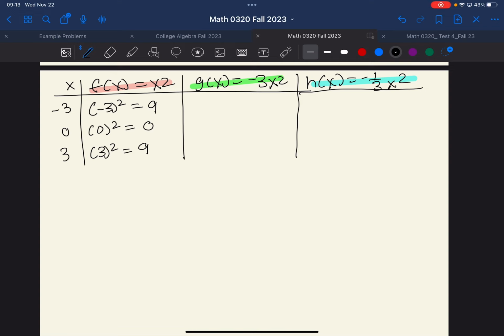Okay. Notice that my g of x function is going to be my numbers that I got from my parent function, but multiplied by a negative 3. So I'm going to have negative 3 times negative 3 squared, and that is going to give me negative 27. Negative 3 times 0 squared is 0, and negative 3 times 3 squared is negative 27.